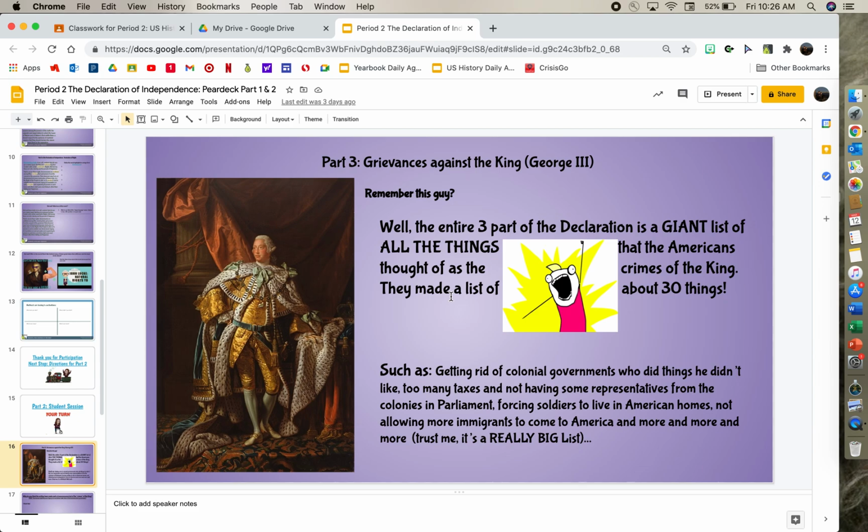So for this slide, what you're going to do is you're just going to read what it says here. It's talking about how it's a giant list of all the things that they thought the king had done wrong. So you're going to make sure you read this part and this part because the next slide is going to have to do with what you're reading here.